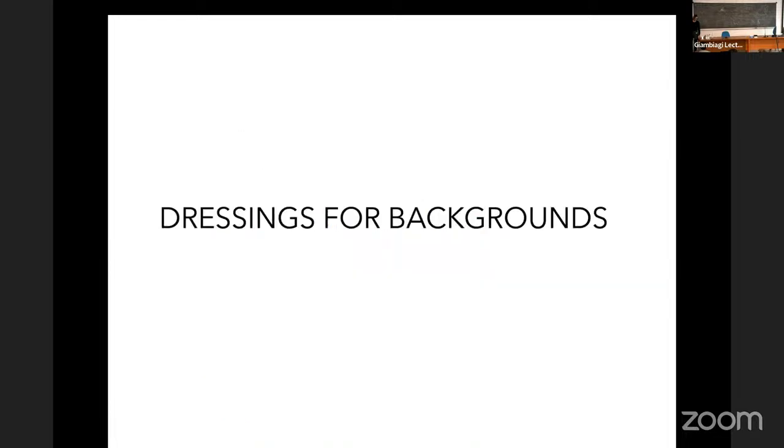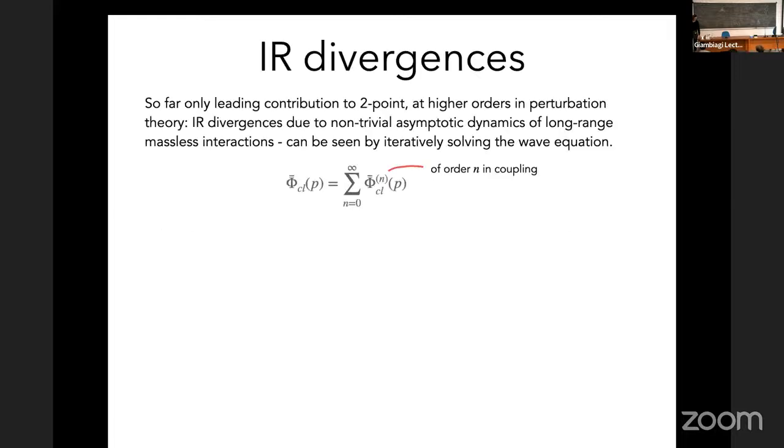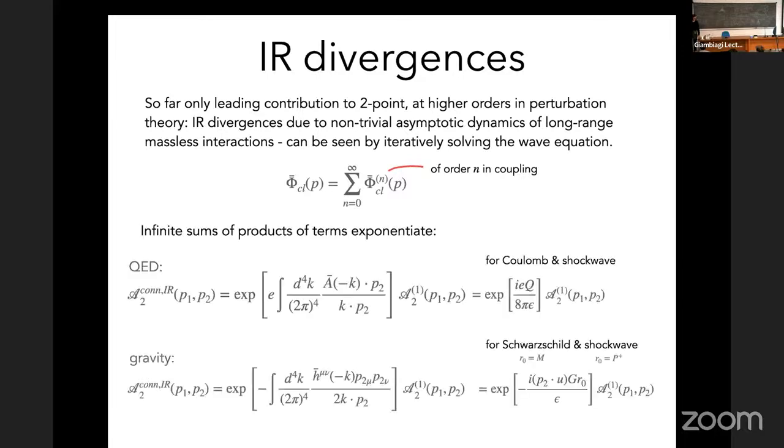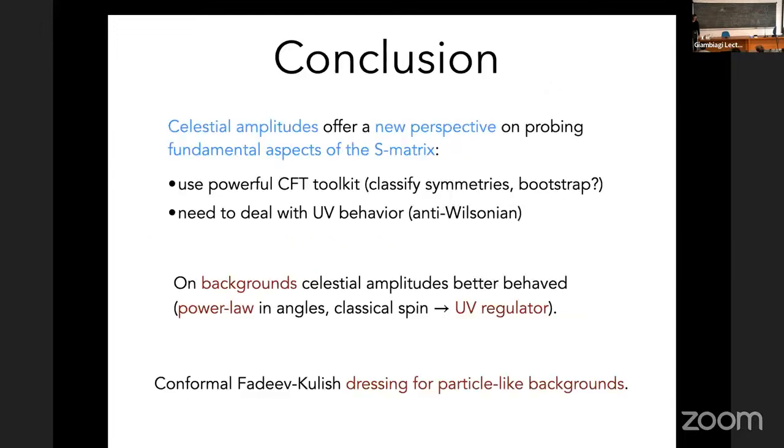Okay, so I think I'm out of time, so I will skip the dressing for the background story. Let me just summarize this in one sentence, which is that here we solved the wave equation to leading order, but if you go to higher order in the coupling, you will have infrared divergences. Normally for particles, we know a way to get rid of infrared divergences by dressing them with a Faddeev-Kulish procedure. Here we can do a similar thing for these particle-like backgrounds. And there's a nice interpretation in terms of the celestial conformal field theory, which if you're interested, ask me later.